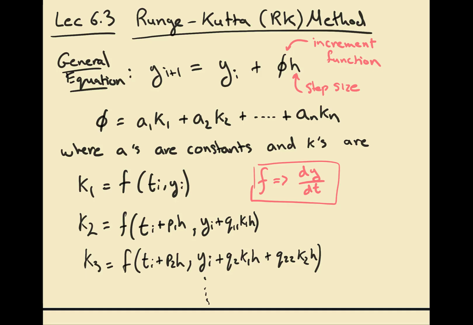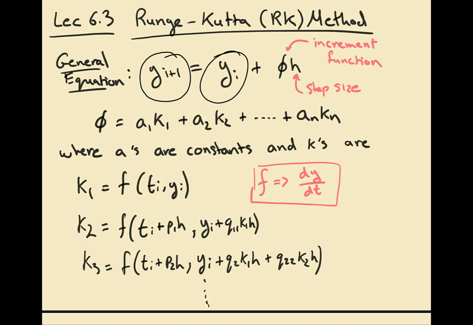Lecture 6.3 is on the Runge Kutta method, and what we're going to cover today is second order and fourth order Runge Kutta methods. The format for this method is similar to what we saw before. We start with yi plus 1, and it's equal to the initial value, plus, instead of the slope, now we're using something called the increment function, multiplied by the step size. In this case, this increment function is equal to a bunch of constants, a1, a2, and so on, multiplied by these variables called k1, k2, and so on.